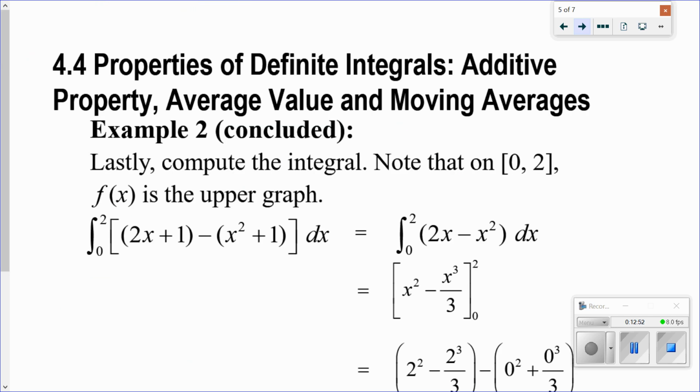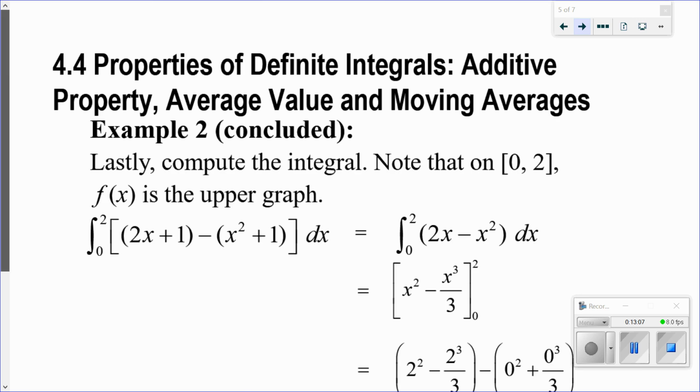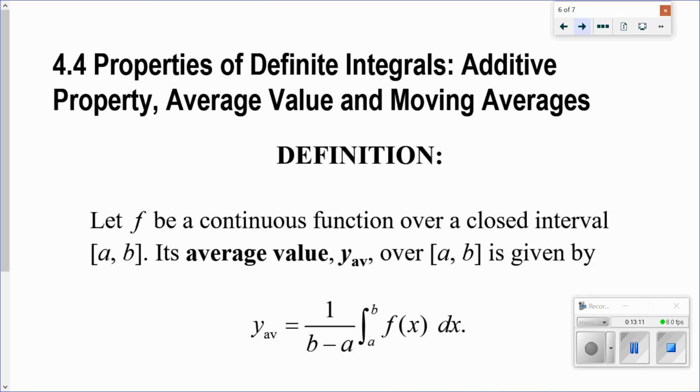Now, I would encourage you to do some of the problems from the book. In fact, I believe that the problem I chose for your next quiz comes directly out of the book for the area bounded by 2 graphs. Okay, we did all that.